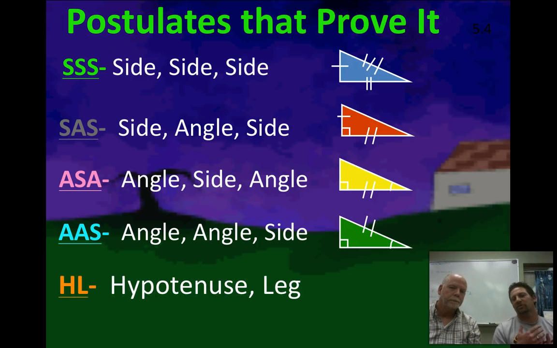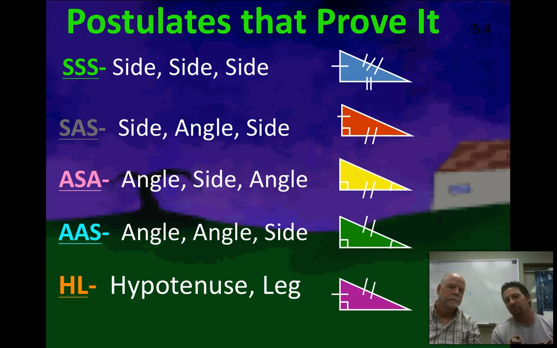Now, for me, as Mr. Scritchfield said a moment ago, as we're starting to go through these, if you see at least two sides, then you know it's got to be side, side, side, or side, angle, side. If you see two angles given, you know it's got to be angle, side, angle, or angle, angle, side.